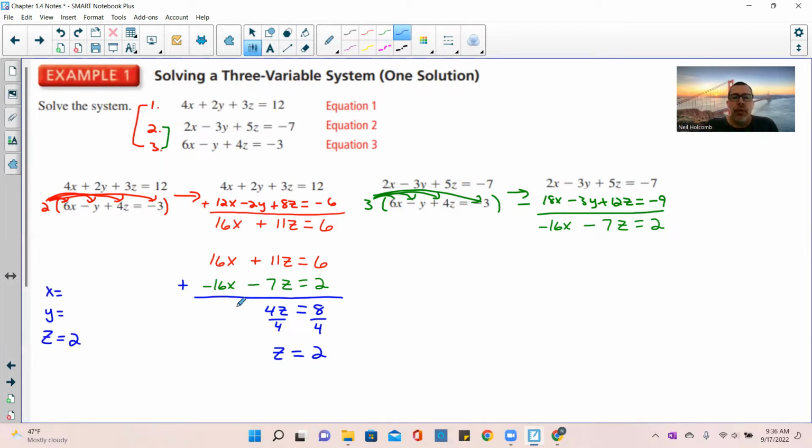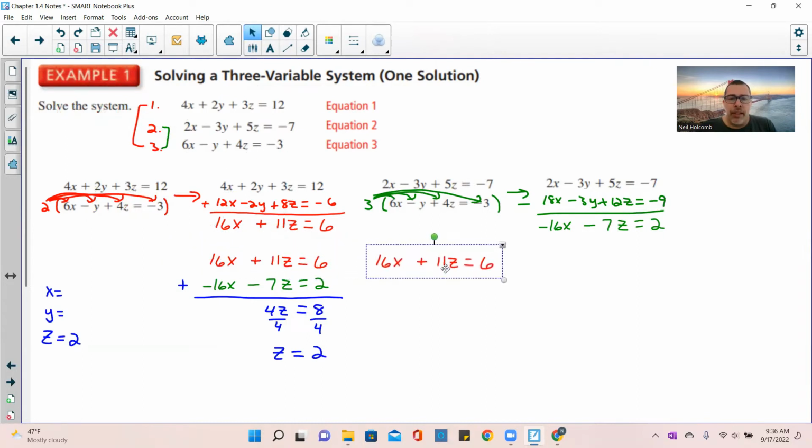Okay? So then what I do is I then take an equation and substitute in that z. So let me see what equation to use. I can either use one of the two new equations that I've created. I will use this one. Okay, it doesn't matter which one you use. So I'm taking 16x plus 11z, and I'm going to rewrite it. And then I substitute in my 2 for my z, and that will find x for me. So it's going to be 16x plus 11, and I know z is 2. And that has to equal 6.